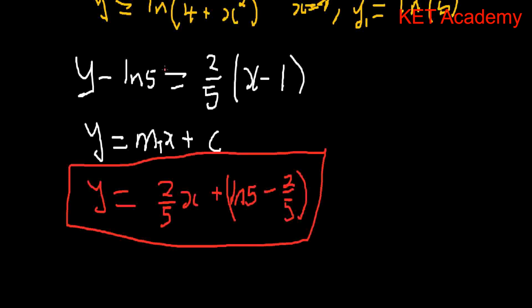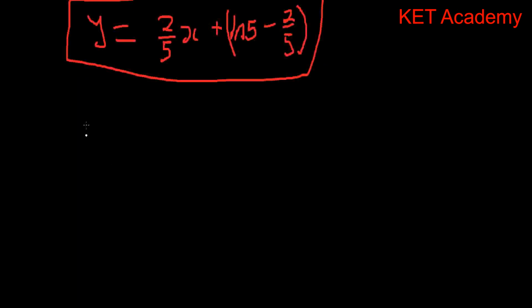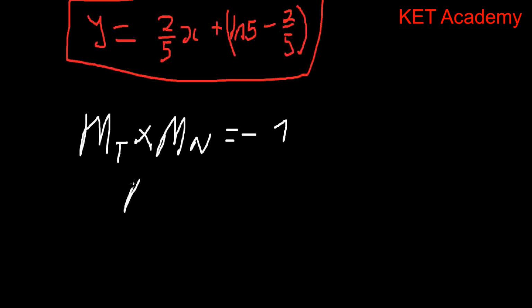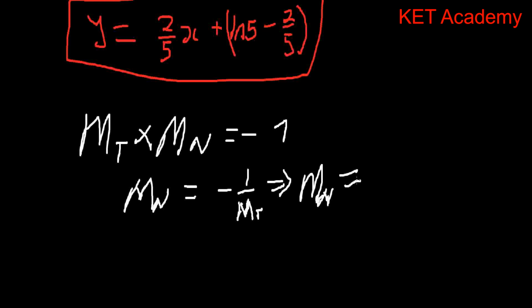Now to get the equation of the normal, what do we know? We know the relationship between the gradient of the tangent and the gradient of the normal: m of tangent times m of normal should give us minus 1. So from here, to get the gradient of the normal, we simply have minus 1 divided by the gradient of the tangent. So this implies that our m of normal will be equal to negative 5 on 2.